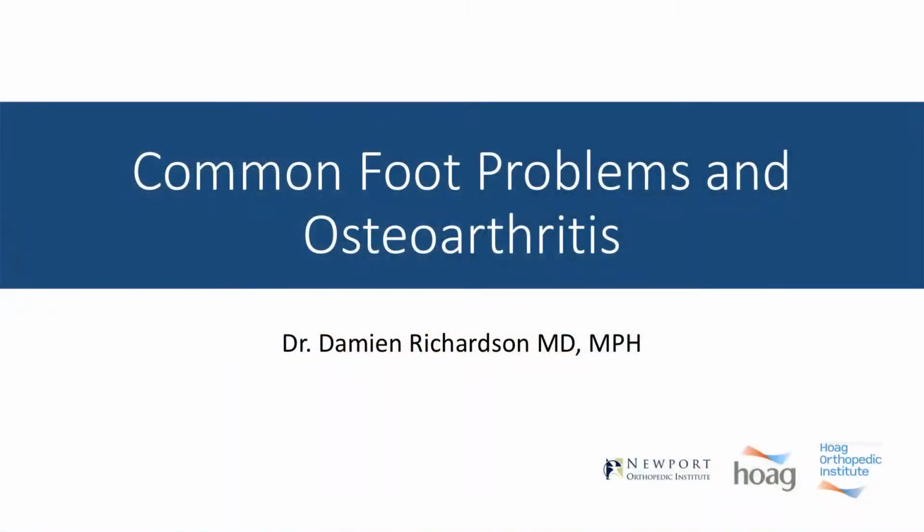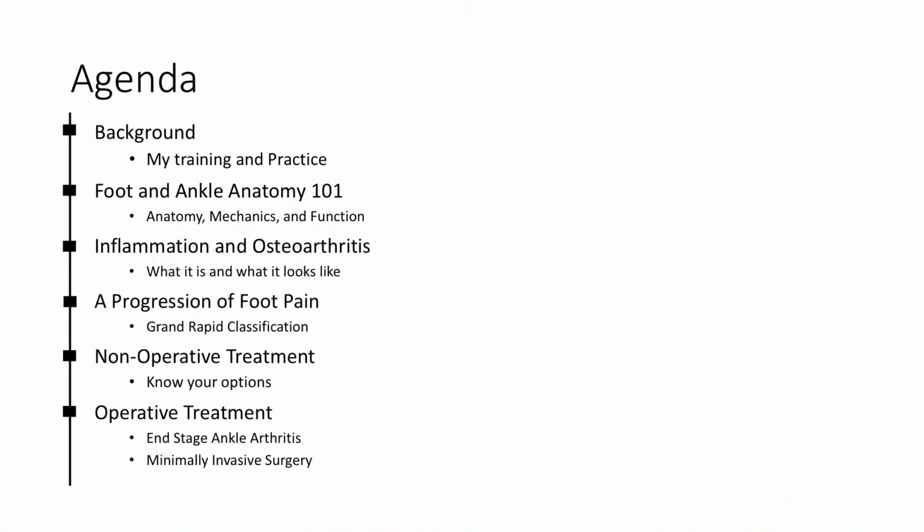Our agenda for today, we'll start with a brief background on myself. We'll talk a little bit about foot and ankle anatomy, inflammation and arthritis, what it is and what it looks like. We'll talk about a progression of foot pain using the Grand Rapids classification system. We'll talk about the non-operative options for foot and ankle pain, as well as the operative treatment for end-stage ankle arthritis and minimally invasive surgery.